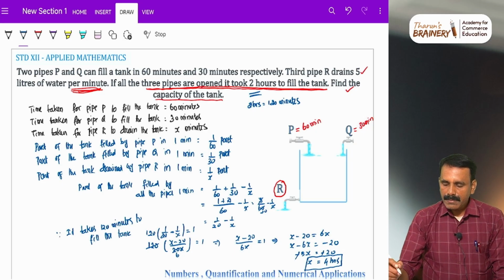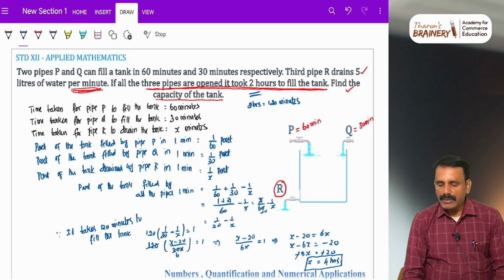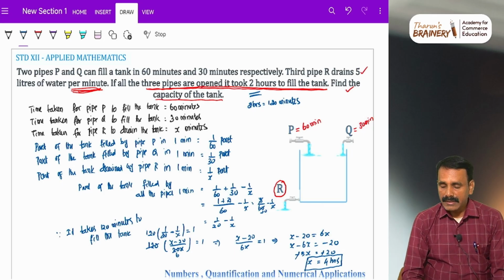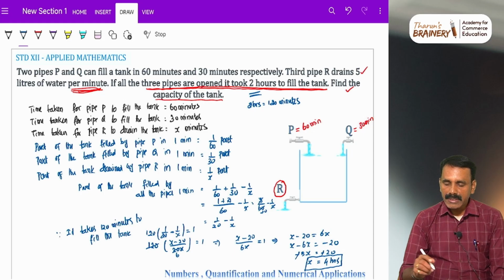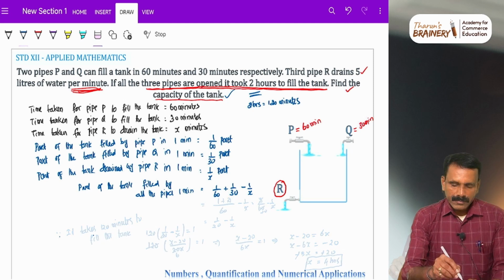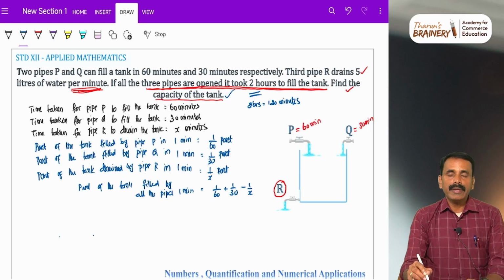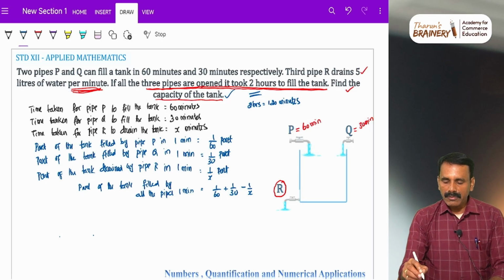Now the question is not to find the time taken by the pipe R to drain the entire tank when it is operated alone. Our question is to find the capacity of the tank, and to calculate the capacity of the tank, they are given part of the tank filled by all the 3 pipes when they are operated together will be 1 by 60 plus 1 by 30 minus 1 by X.